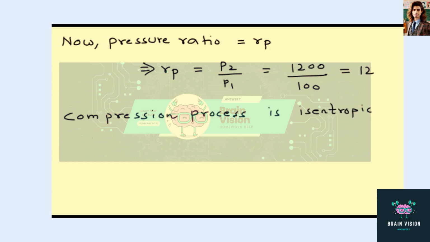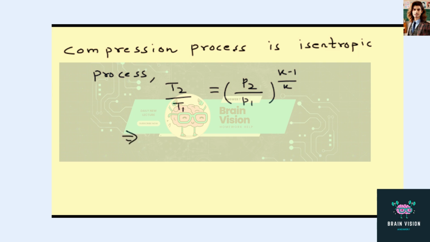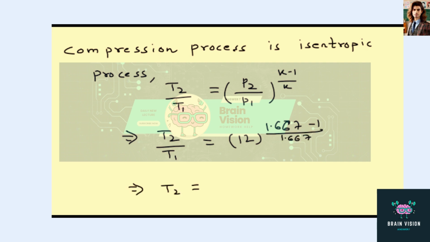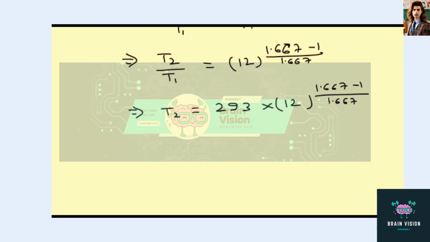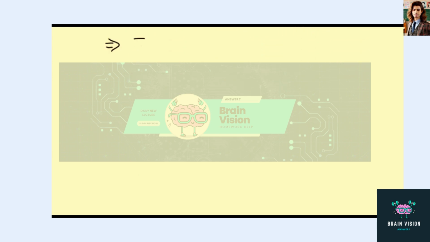Now compression process is isentropic process. So T2 by T1 is equal to P2 by P1, whole to the power K minus 1 by K. This formula we will use. So T2 by T1 is equal to, putting the value of P2 by P1 here and K minus 1 by K. So we have T2 is equal to 293 into 12 to the power 1.667 minus 1 by 1.667. So on solving this, we get T2 is equal to 791.898 Kelvin.